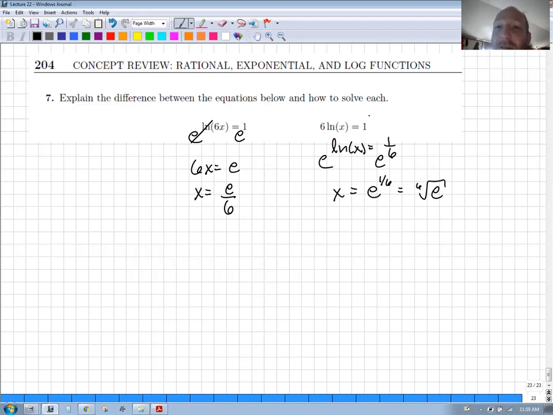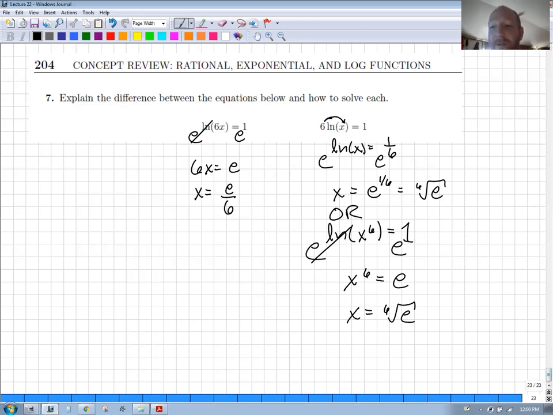Or we could have done, remember the power rule? We could rewrite that as natural log of x to the 6th. Remember, if you have an exponent, you can bring it out. It goes the other way as well. If you have a number out here, you can bring it in as an exponent. Then if you did e to the power of both sides, we got x to the 6th. E to the first is just e. So taking the 6th root of both sides. Okay, 2 different ways to solve that one.